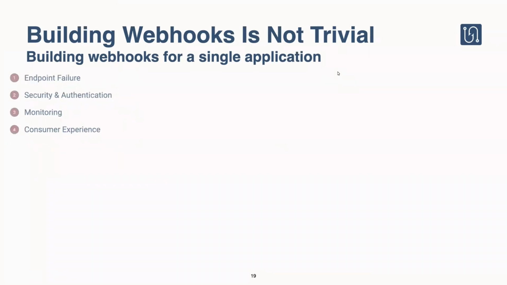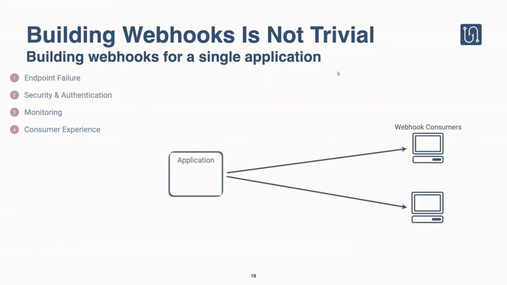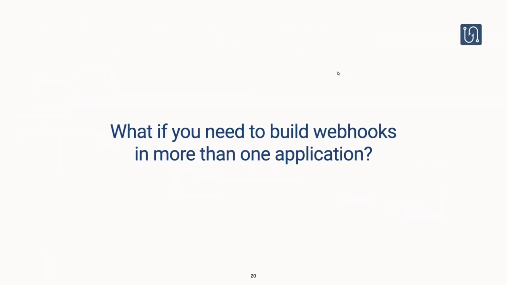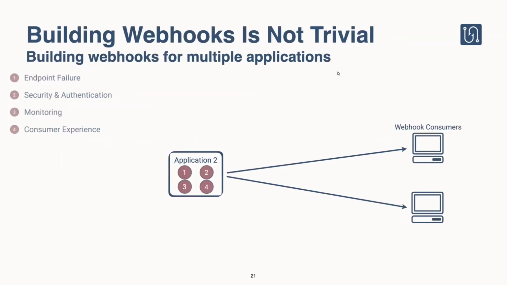In the simplest scenario, building webhooks in one app would look something like this. Now, for simplicity, we have 2 consumers only, but there could be more. And all these concerns we have would fall into this new webhook implementation in this single app. But what if you need webhooks in more than one app? Well, if you implement webhooks in more than one app, it would look something like this.